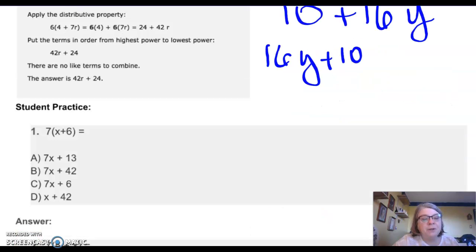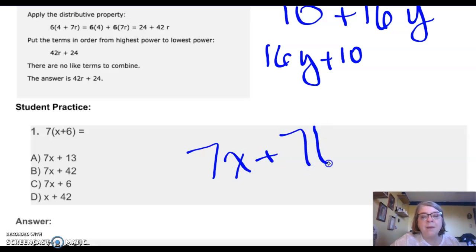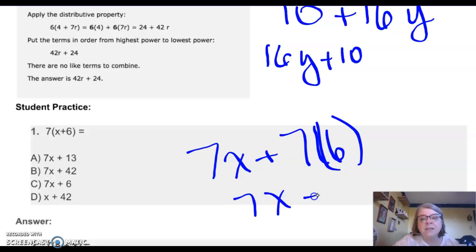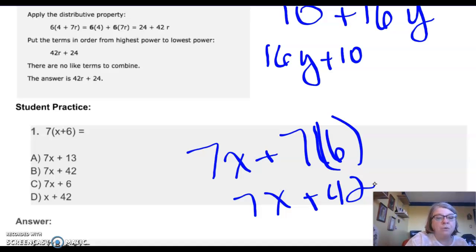So if you look at the student practice, it's multiple choice, and you're just going to look at this. It's going to be 7 times x plus 7 times 6, which is going to be 7x plus 42. So for your answer, you are going to be putting B for the answer. And that's all you do.